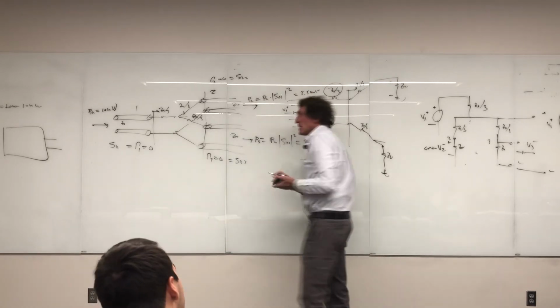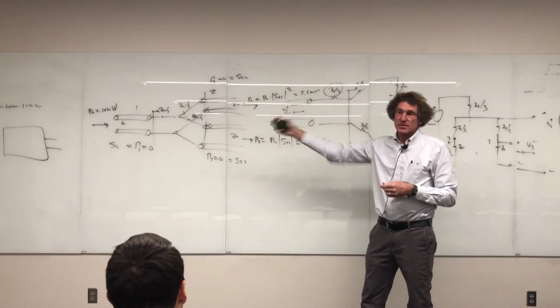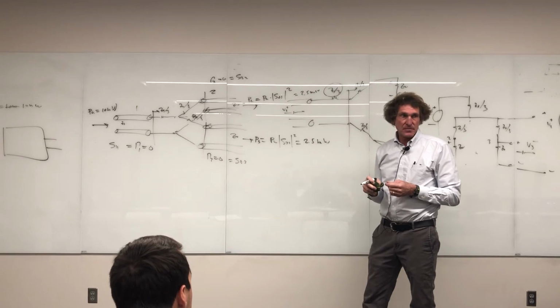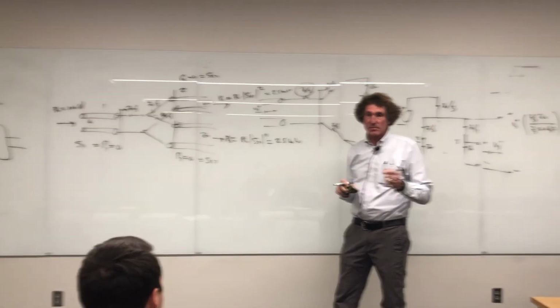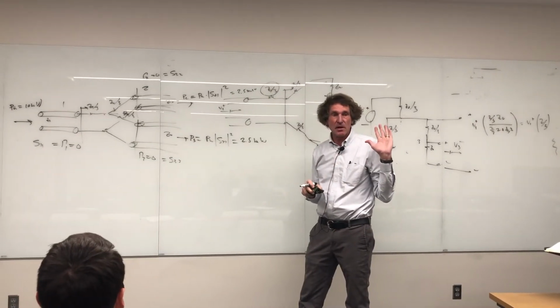So what happened to the other 5 milliwatts? It was dissipated by the resistances. That's the whole point. These things burn power up left and right, but they prevent reflective losses.